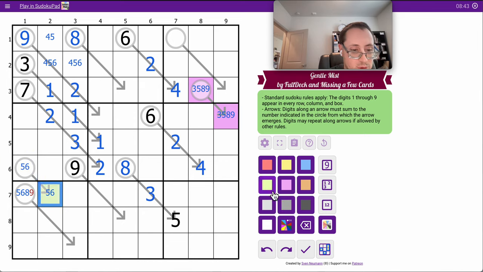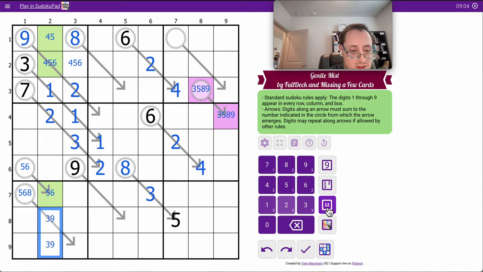Put my standard triple coloring since there's 1. Oh, and those can't be 9. This can't be 9 either. Okay, 3, 9 must go here. That helps.